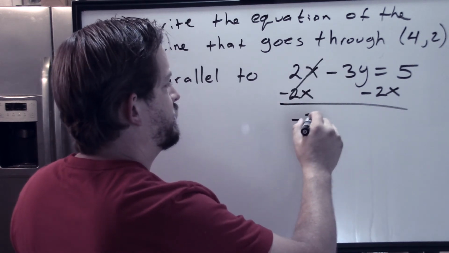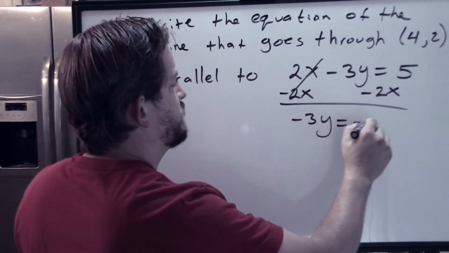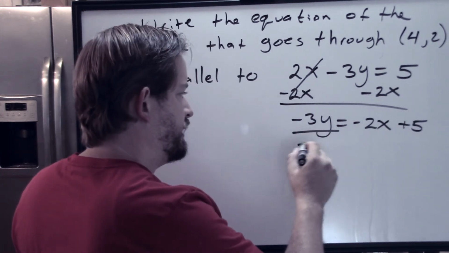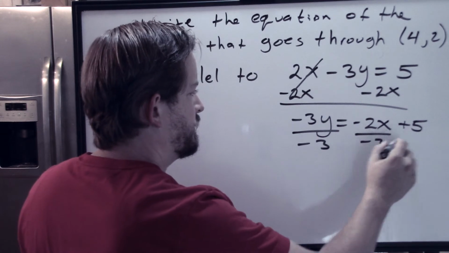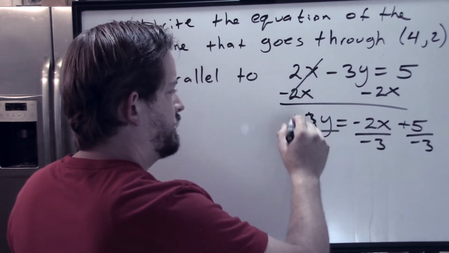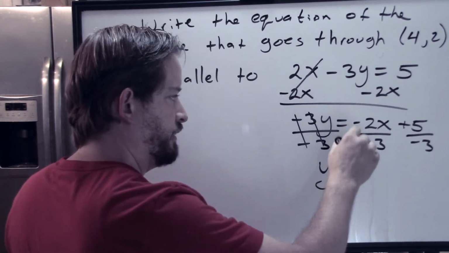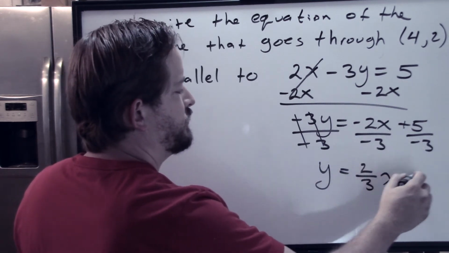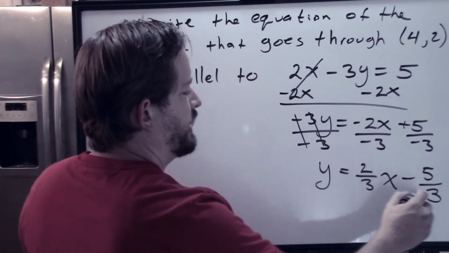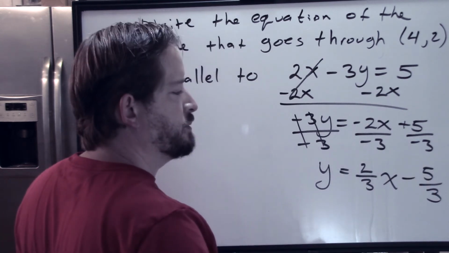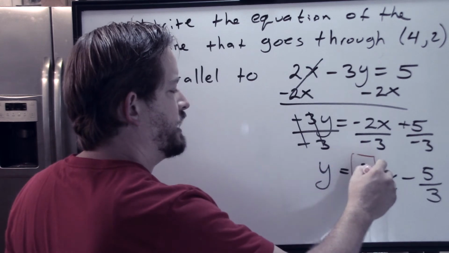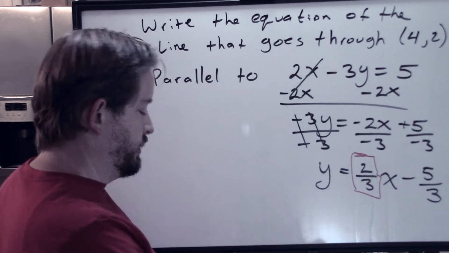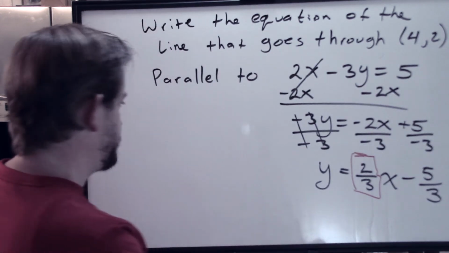That leaves me with negative 3y is equal to negative 2x plus 5. And if I divide everything by negative 3, that leaves me with y equals, a negative and a negative cancel, 2/3 x minus 5/3. But again, if I want to be parallel to this line, I have the same slope, but I don't necessarily have the same intercept. But that's what I wanted from that line, is that slope. So I know it's a slope of 2/3.